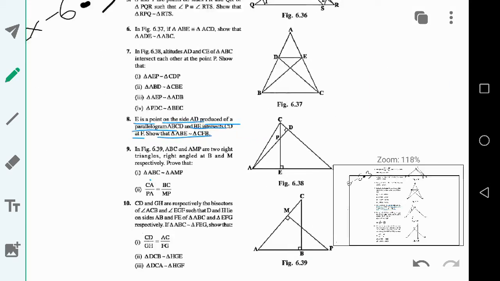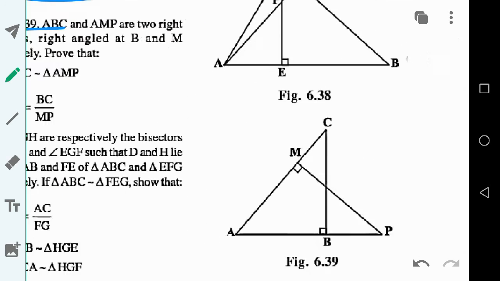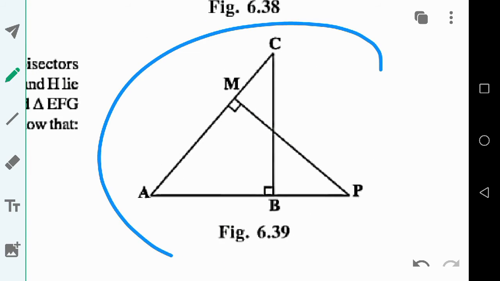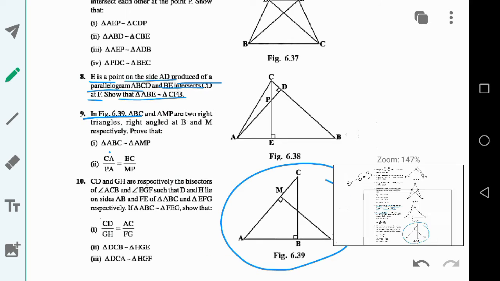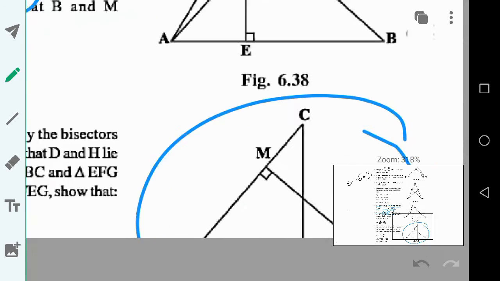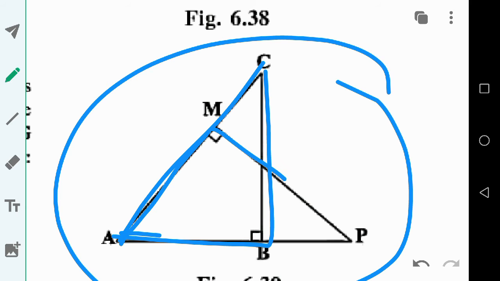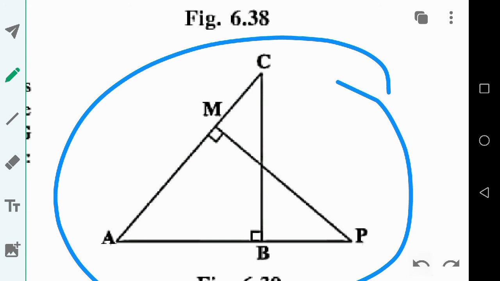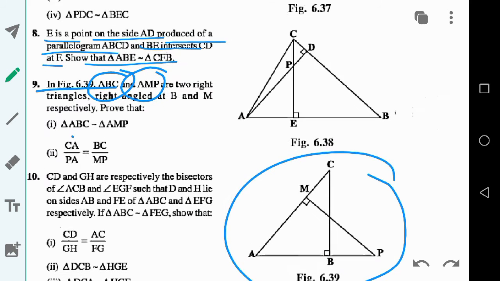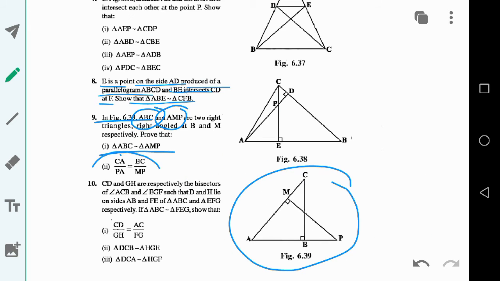So what is the question number 9? Here you see in the figure 6.39, this is the 6.39, okay. Here what is given: ABC and AMP are two right angled triangles. These are right angle triangles ABC and AMP. So we have to show here ABC similar to AMP, these two triangles are similar, and we need to prove these two ratios are equal.